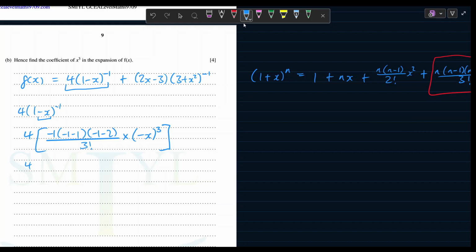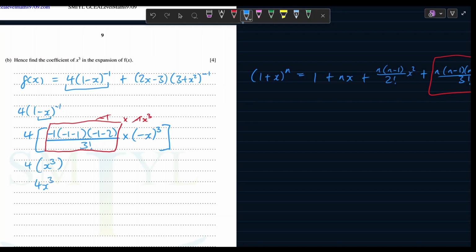negative 1 cubed. Okay, so all of this gives us, in the brackets, all that remains is going to be your x cubed, because this fraction part is going to simplify to negative 6 over 6, which is just a negative 1, multiplied by, here negative 1 cubed is negative 1, negative x cubed is x cubed. So these negative 1s cancel out, and so you just end up with x cubed. So it's 4 times x cubed, so it's 4x cubed in this instance.